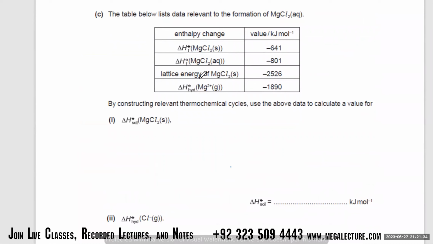Now he's saying by constructing relevant thermocycles, use the above data to calculate a value for enthalpy of solution. So what is the enthalpy change of solution? It's 1 mole of MgCl2 solid dissolves and turns into or dissociates into aqueous ions. Now remember, aqueous ions can be written as MgCl2 aqueous as well.